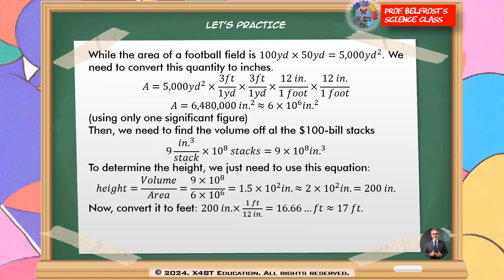Because we have used one significant figure for all of the measurements starting from the first time we solved this problem, so we have to be consistent. So we round this to be 2 times 10 to the 2 inches to stick with the one significant figure rule that we decided on from the first time. So it equals 200 inches. Now we convert it back to feet, and we have about 7 feet.